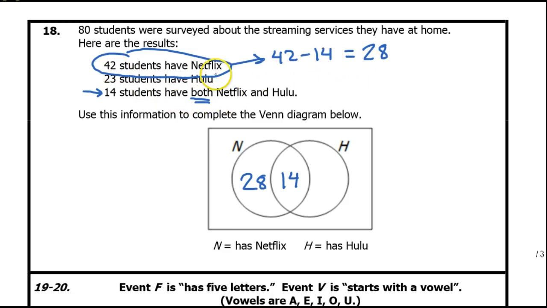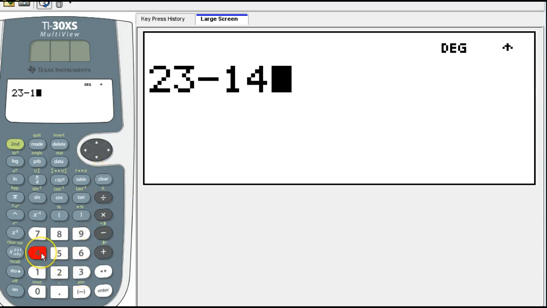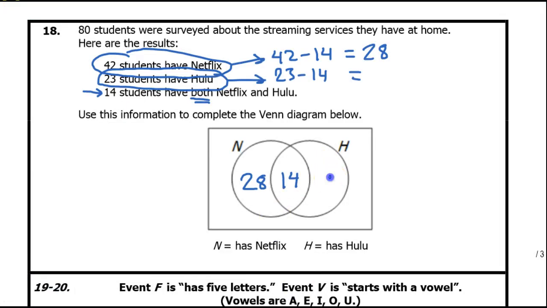And now I'm going to do the same thing with Hulu. 23 students have Hulu. That's why I'm going to do 23 minus 14. And that's going to be 9. So I'll put 9 out here. Again, notice that these two numbers add up to 23, as they should.